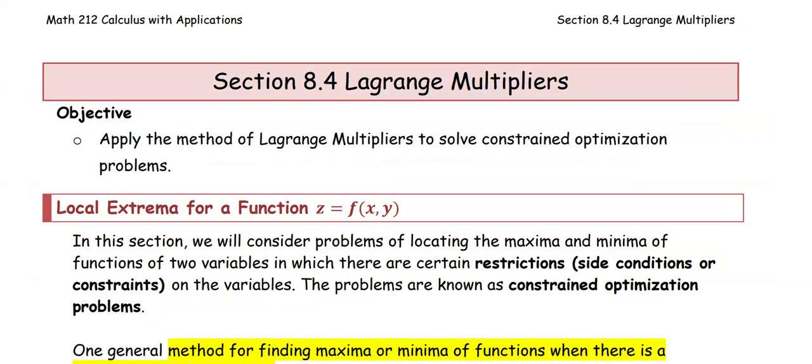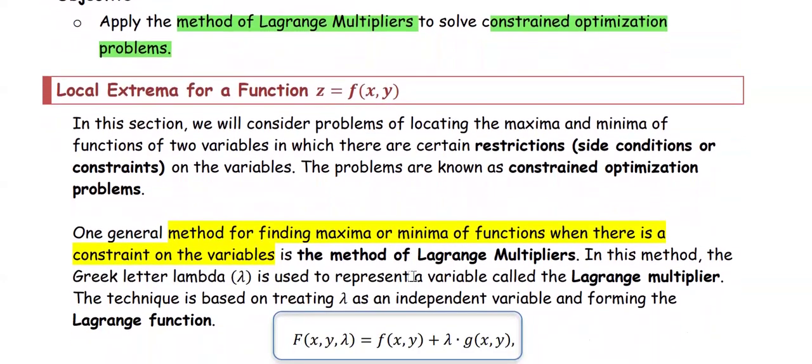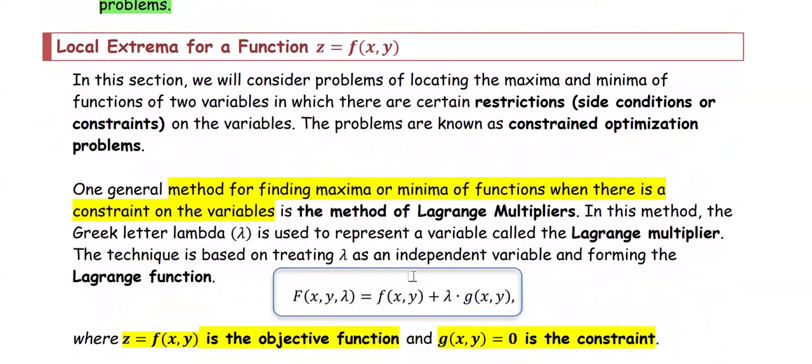Section 8.4, Lagrange multipliers. In this section, we are going to apply the method of Lagrange multipliers to solve constraint optimization problems. Local extrema for a function z equals f of x y. We consider the problems of locating the maxima and minima of functions of two variables in which there are certain restrictions or side conditions on the variables. The problems are known as constraint optimization problems.